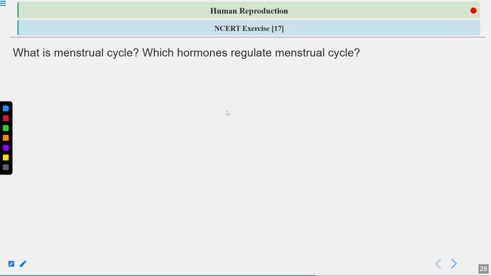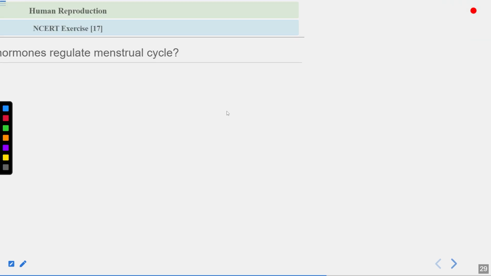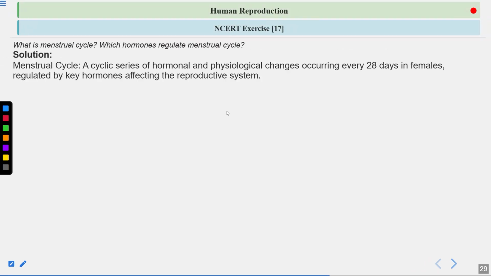Now, what is the menstrual cycle? Which hormones regulate the menstrual cycle? Let's have a look at the answer. The menstrual cycle is a cycle of hormonal and physiological changes occurring every 28 days in the female. This is the average duration of the menstrual cycle. What are the hormones which are involved?